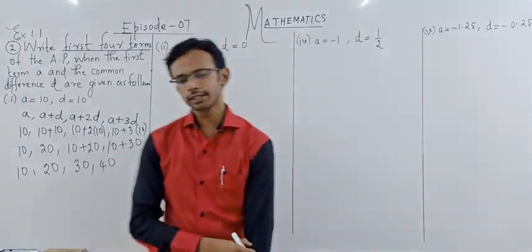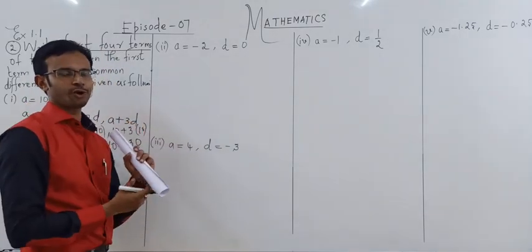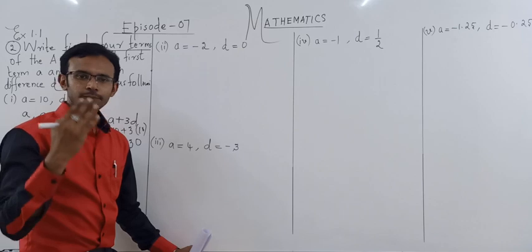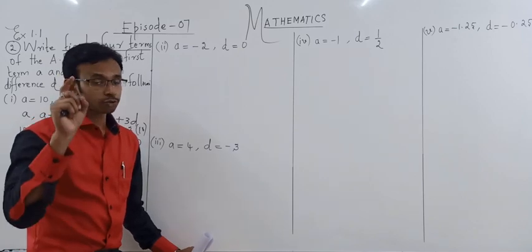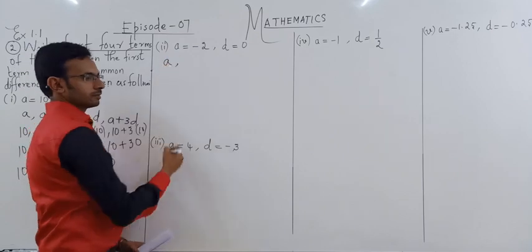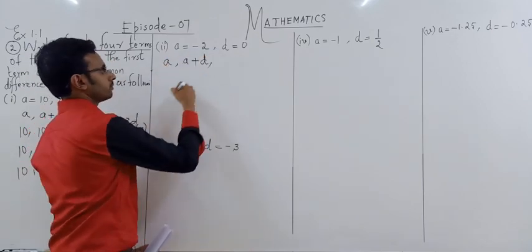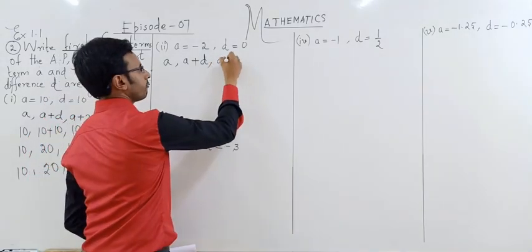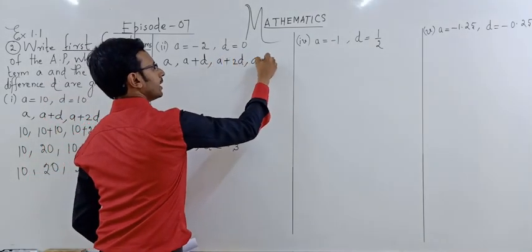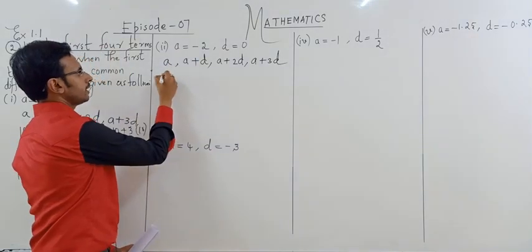A is equal to -2. In the second problem, A is -2, but the difference, as I told you all, the common difference can be positive, can be negative, can also be 0. So how to find the first 4 terms? As per the progression general form, A, A plus D, followed by A plus 2D, and then A plus 3D. Now you all know what the value of A is in the second: A is -2.